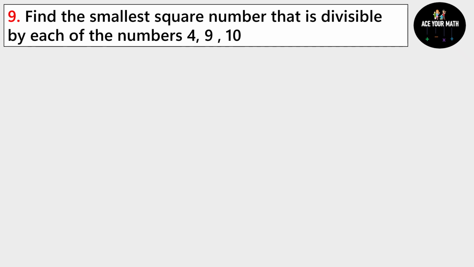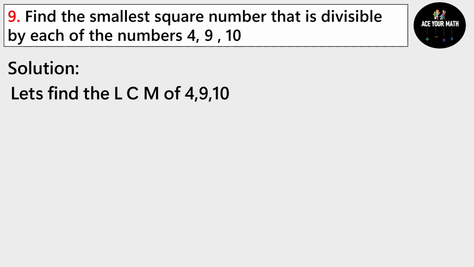Now we are at question 9. Find the smallest square number that is divisible by each of the numbers 4, 9, and 10. The question says you need to find a number which is a square number, and when you divide that number by 4, you should get remainder 0. And when you divide that number by 9, you should get remainder 0. And when you divide that number by 10, you should get remainder 0. Then how to find such a number?